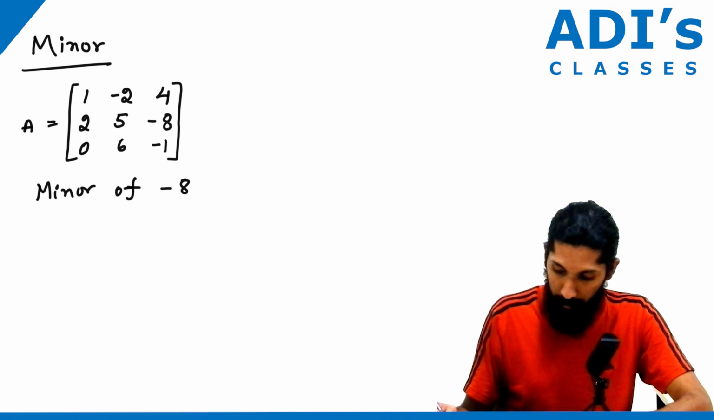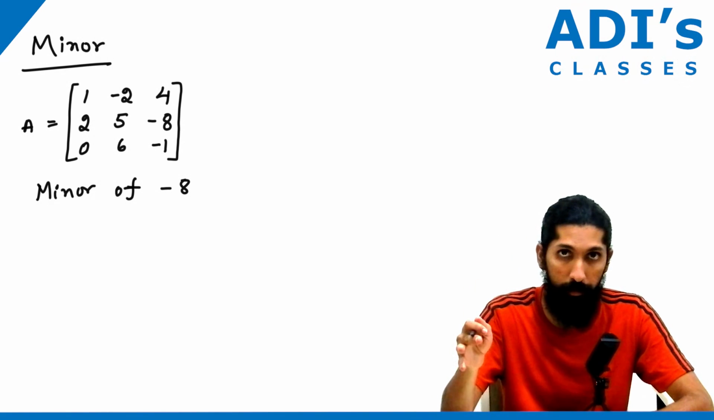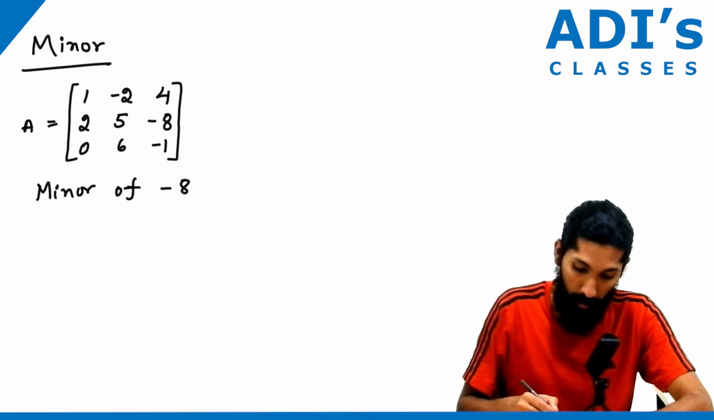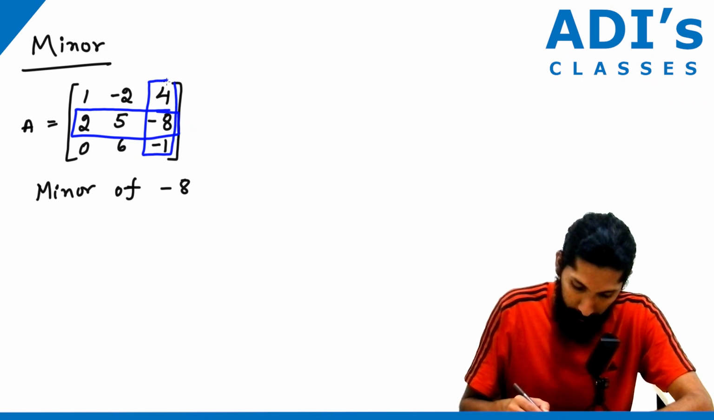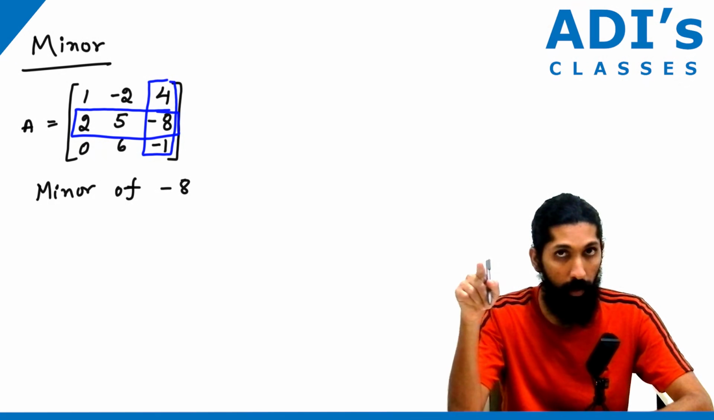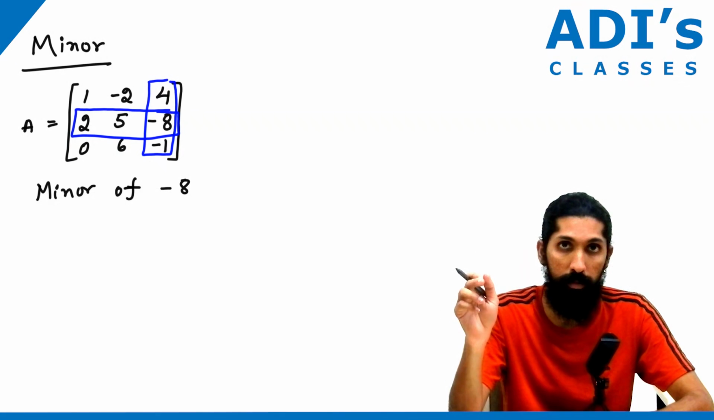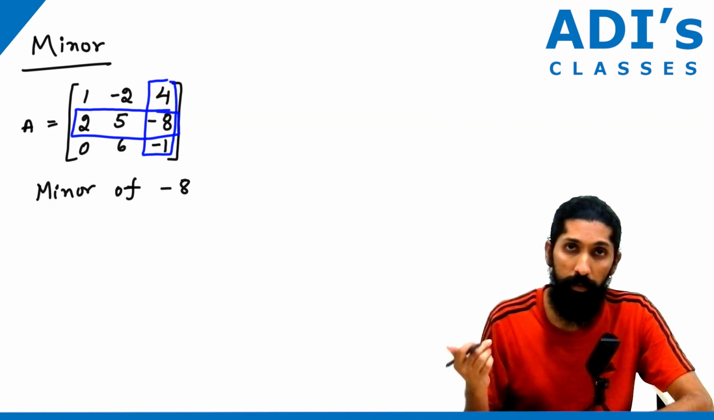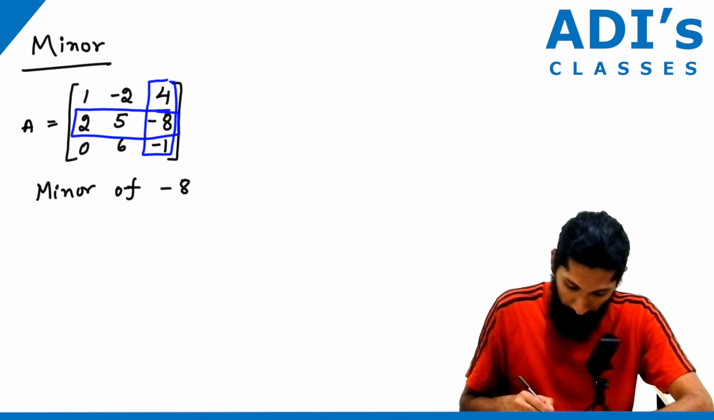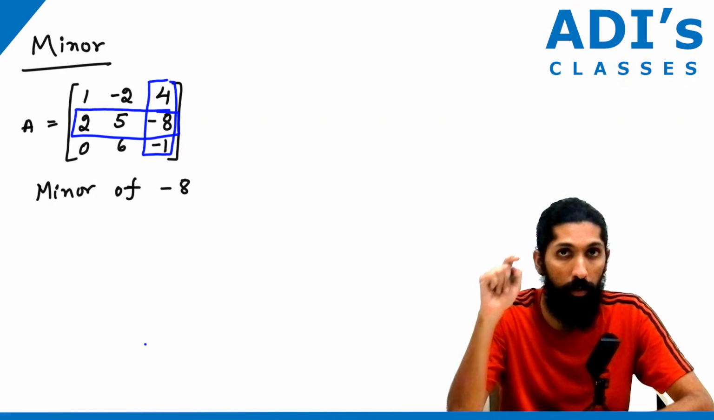For this, what do we do? We do not consider that particular row and particular column. The remaining elements form a matrix, and you are going to calculate the determinant of that matrix. You don't have to write the matrix, you can directly calculate the determinant. So in this case, minus 8 is in which row, which column? Second row, third column, correct?